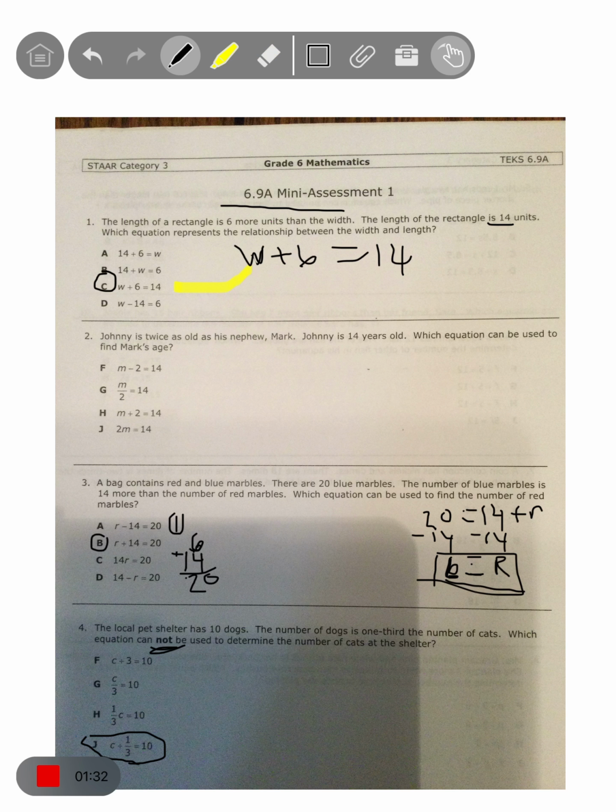Now let's look at number 3. A bag contains red and blue marbles. There are 20 blue marbles. The number of blue marbles is 14 more than the number of red marbles. Which equation can be used to find the number of red marbles? So you're thinking, okay, I've got 20 blue marbles, so 20 equals over here. Look at this to start with. So you've got 20 equals, then it's 14 plus your red, whatever your red is.